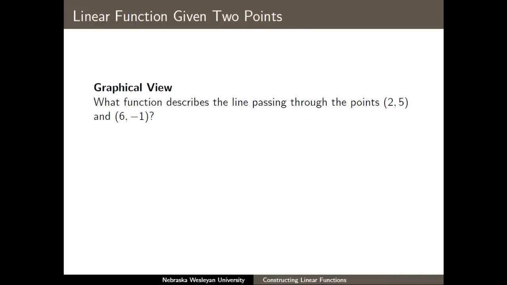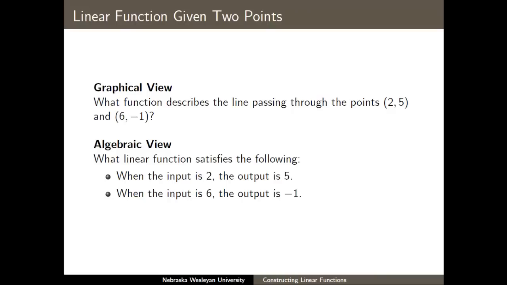What about an example of a linear function between 2 points? The graphical statement of the question might be, what function describes the line passing through the points, say (2, 5) and (6, -1)? The algebraic standpoint might be, what would the linear function be that satisfies the following? When the input is 2, the output is 5. That's the same as the line containing the point (2, 5). And when the input is 6, the output is -1. That's the same as saying that the line contains the point (6, -1).